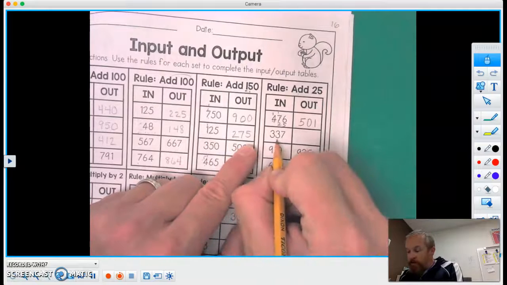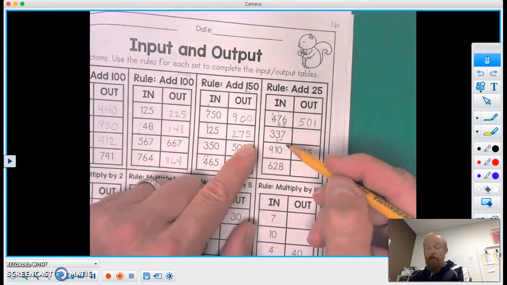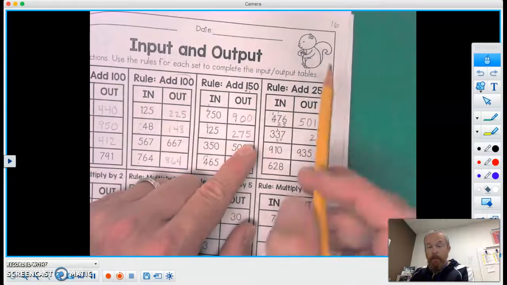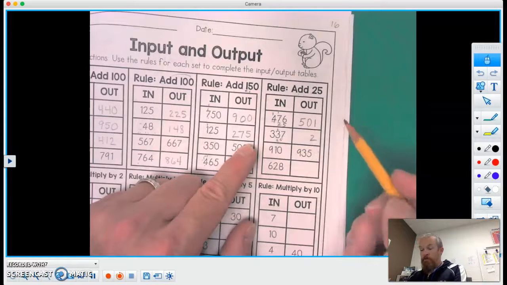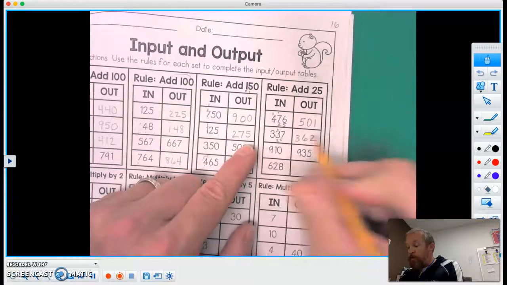Okay, notice how I'm just going to write that 25 down there, right? So what's 7 plus 5? 12. Carry that 1 over to the next column, right? 1 plus 3 plus 2. 3 plus 3 is 6. Good. And 3 plus nothing is 3.